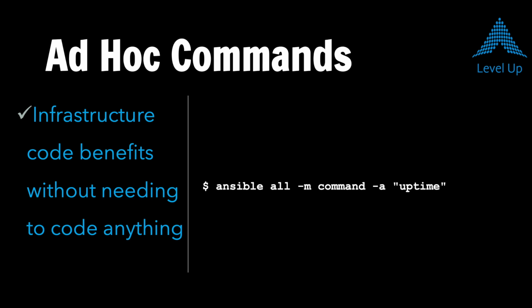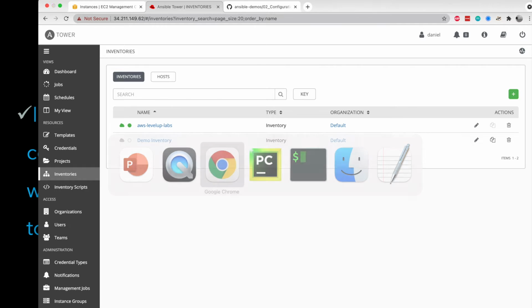In this quick video, we'll be looking at Ansible ad hoc commands, which give us infrastructure code benefits without really needing to code anything in the first place. And so this is an example of what it would look like on the command line to run an ad hoc command. And we'll be looking at Tower next to see how that works for us.